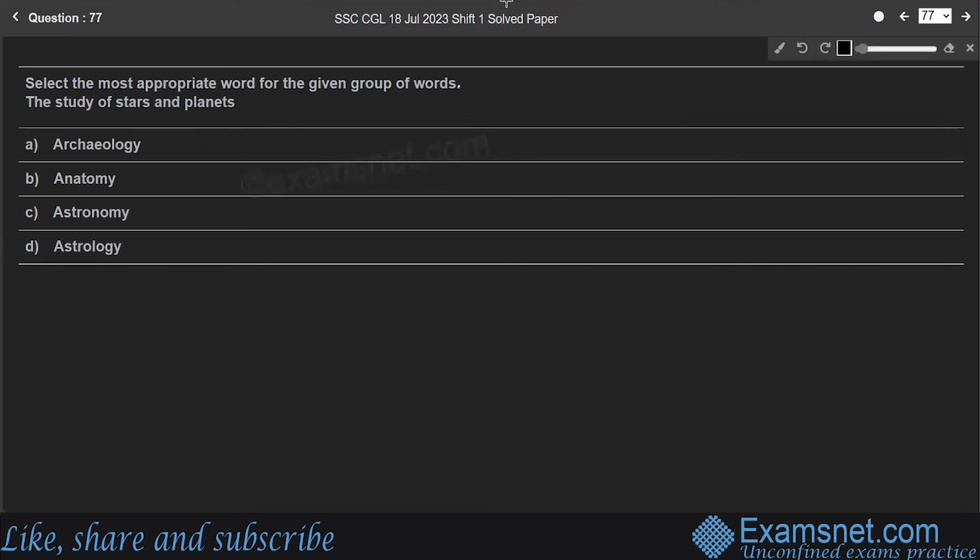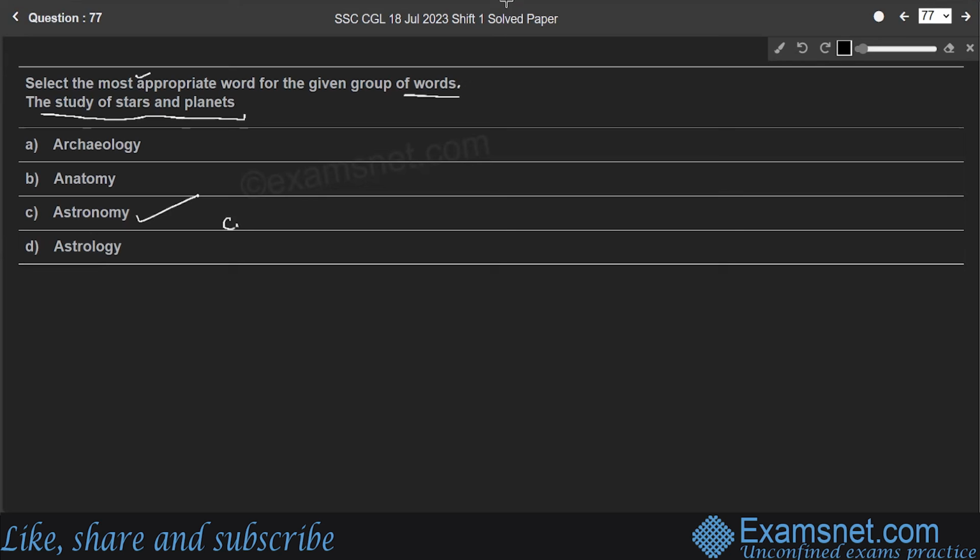Question 77. Select the most appropriate word for the given group of words. The study of stars and planets. So the study of stars and planets is called astronomy. Option C is the answer. It's a branch of science that deals with celestial objects, space, and the physical universe as a whole.